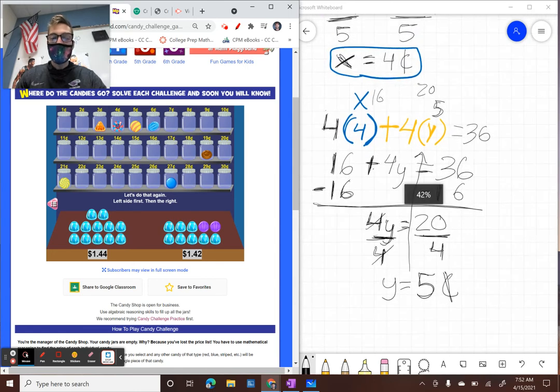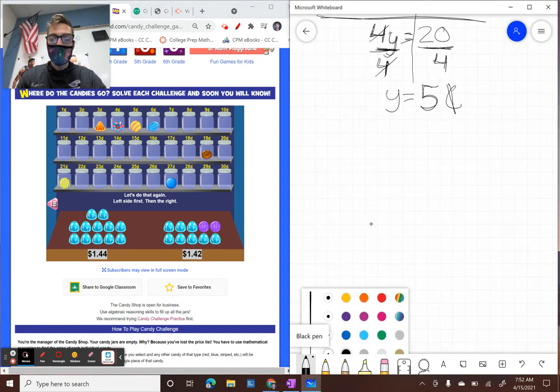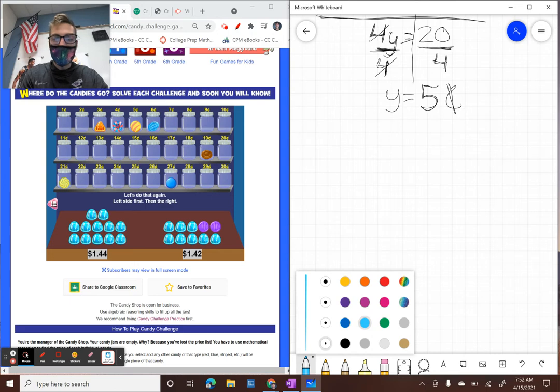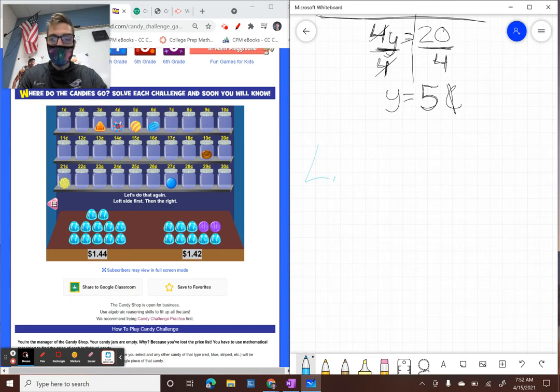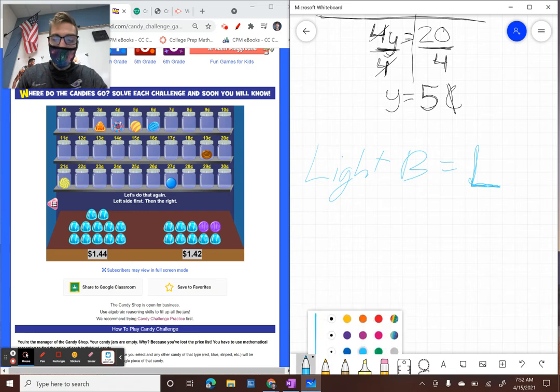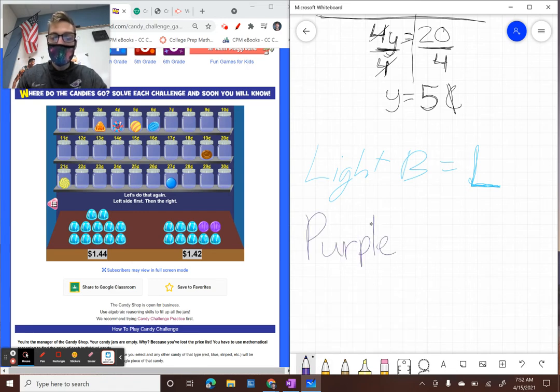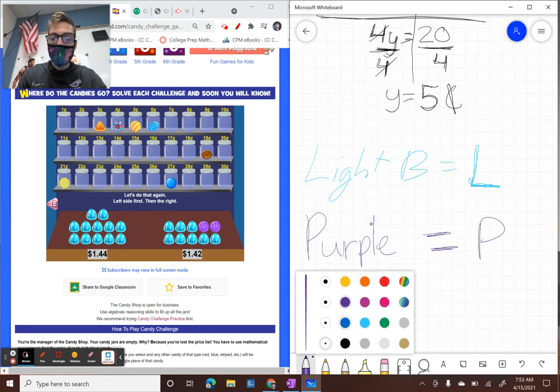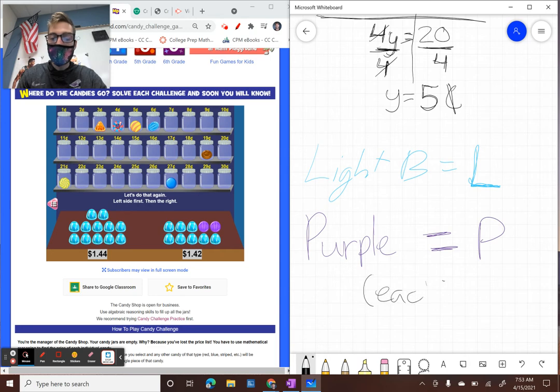All right, so the biggest thing here is choosing a variable to represent that light blue candy. So maybe our light blue candy in this example is going to be represented by L for light blue. And our purple candy is going to be represented by the variable P. And this is the cost of each candy. So then in terms of how we'd set up this equation, go ahead and try it out. How can we set up these equations here?